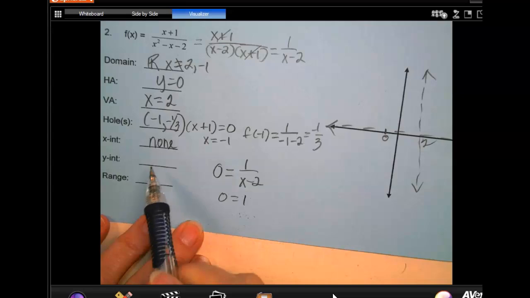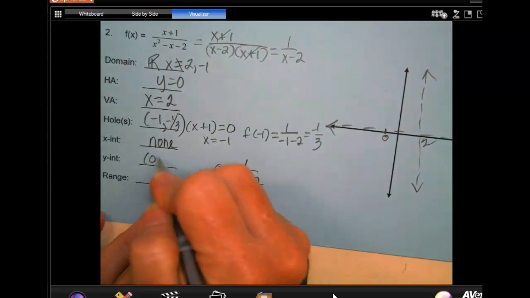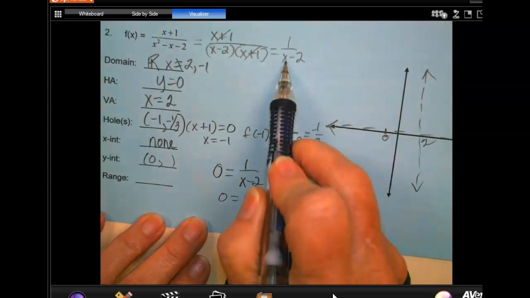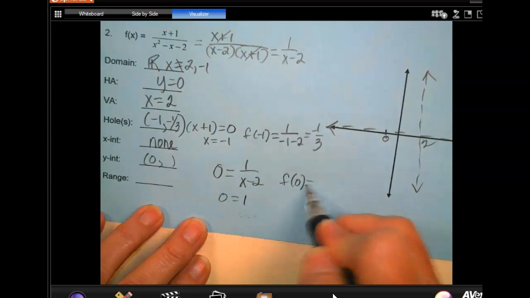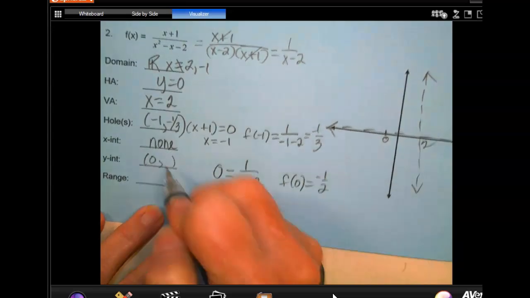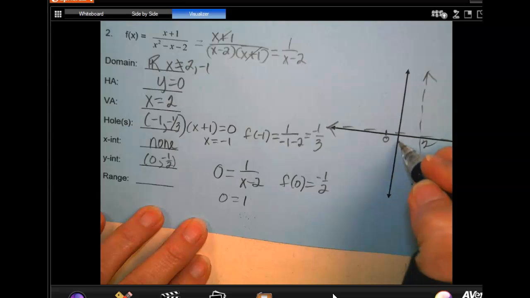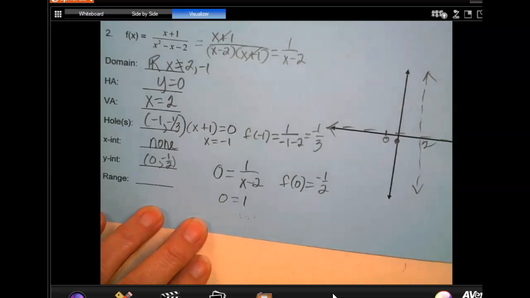So next, the y-intercept, y'all. What is 0 for the y-intercept? X. So if I fill in 0 for my x, so if I do f of 0, I'm going to get a negative 1/2. So my y-intercept is 0, negative 1/2. So I'm going to put it right there. It's just a little lower than the negative 1/3.